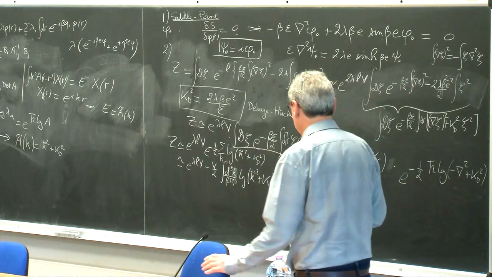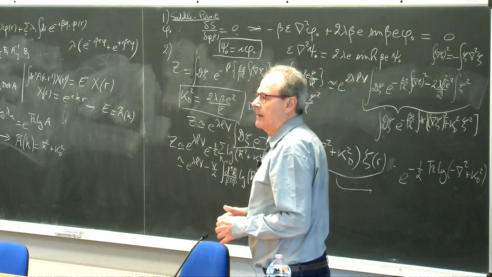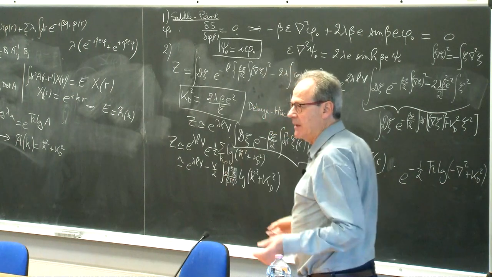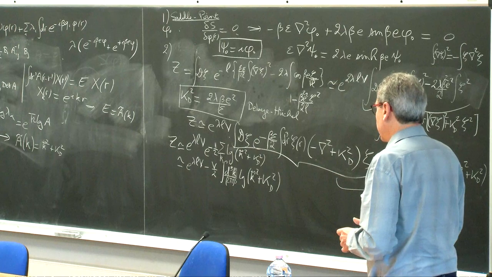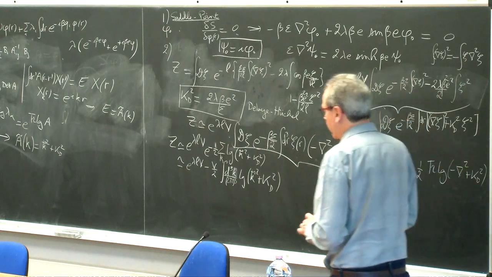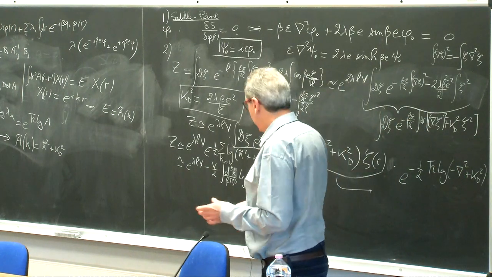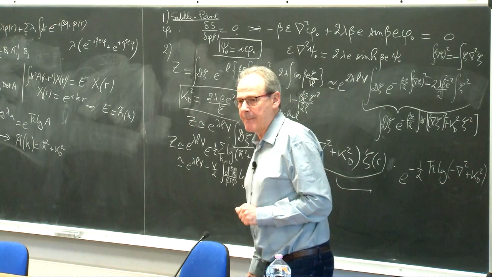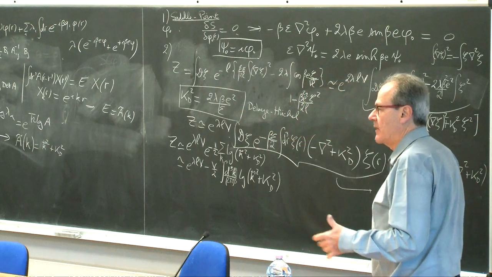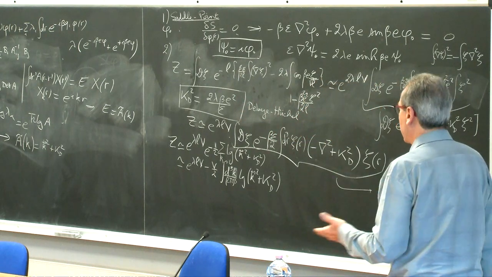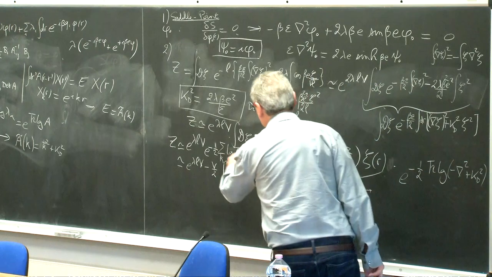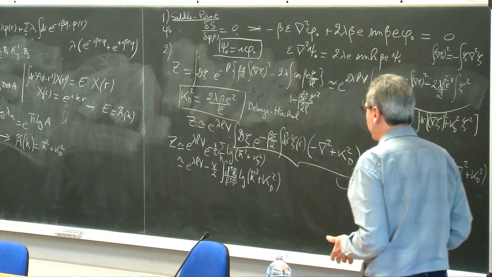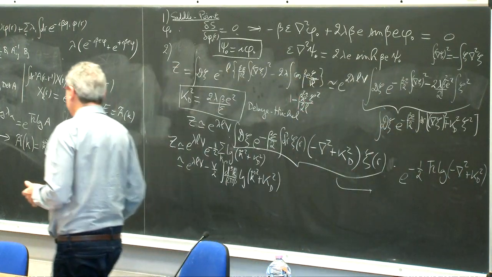Because, of course, k ranges from minus infinity to plus infinity, and that makes this integral divergent. This is the first example of divergences that you have at one loop. These quadratic corrections are called one loop corrections. So the one loop correction is divergent if you take k unbounded.